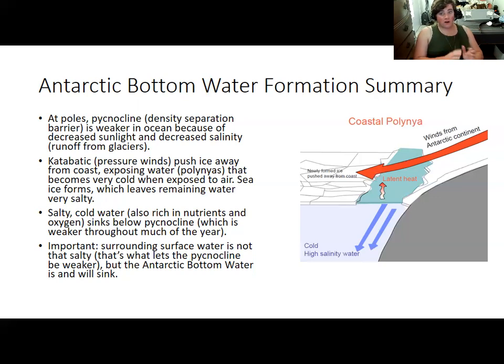So before I move on into geology, any questions about climate or bottom water or the Coriolis effect that I might have missed?